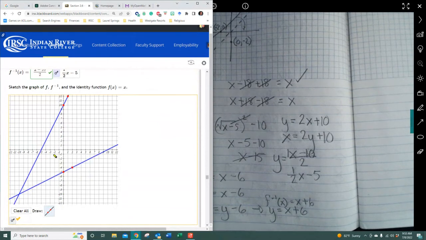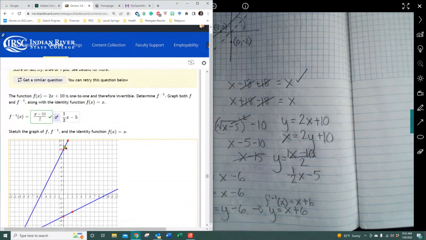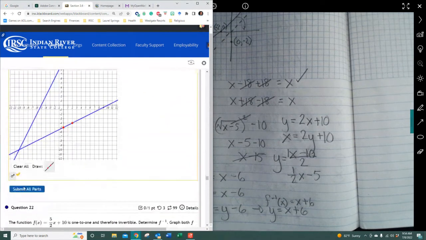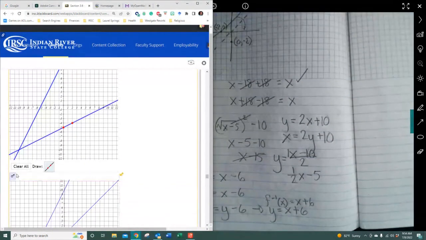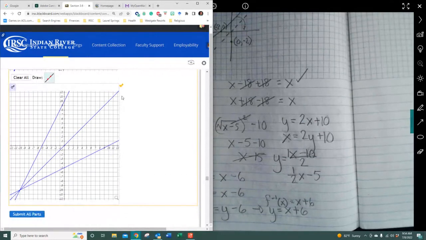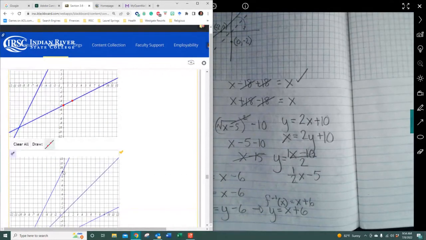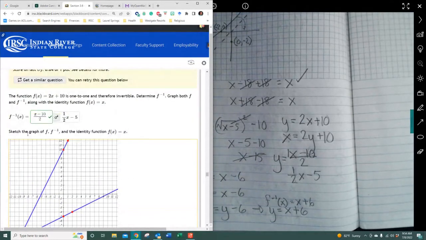What did I do wrong? Did I do this one wrong? Up 2 over 1. I can't see where I graphed this one wrong. Do they want us to graph? Let me see the answer. Oh, that's what it is. They want us to graph the identity function. Where did it say that? Oh, okay, sketch the graph of the identity function.